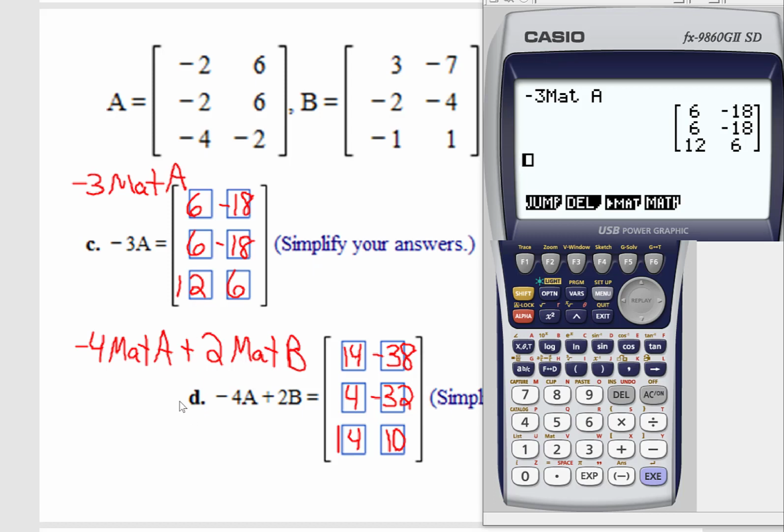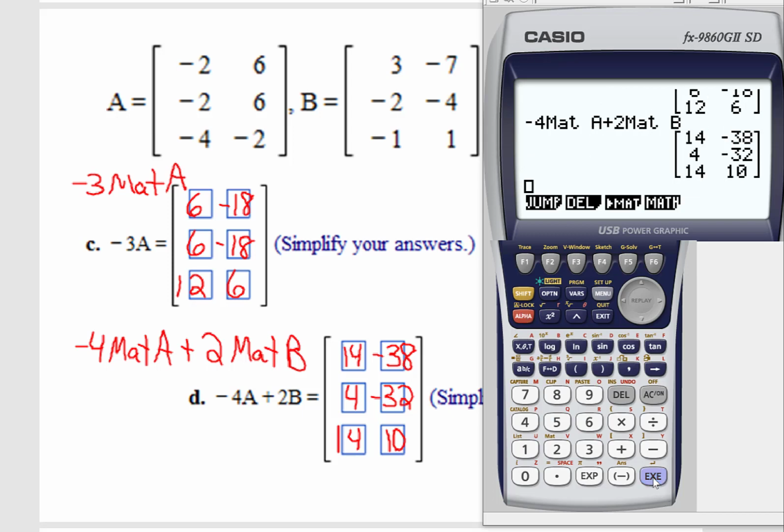And then for the second problem, this makes you really thankful that you're using the calculator. They want -4 matrix A plus 2 times matrix B. So instead of having to do all that math, all that distributing, and then the addition between the two, we just put -4 shift matrix alpha A. Oops, not X, alpha A, plus 2 shift matrix, so shift 2 to get matrix, alpha B. And voila, we get all that done super quick.